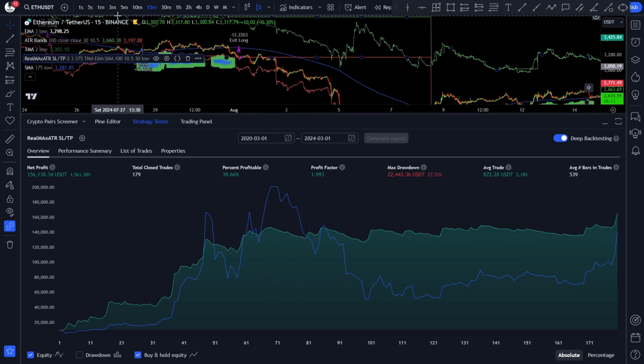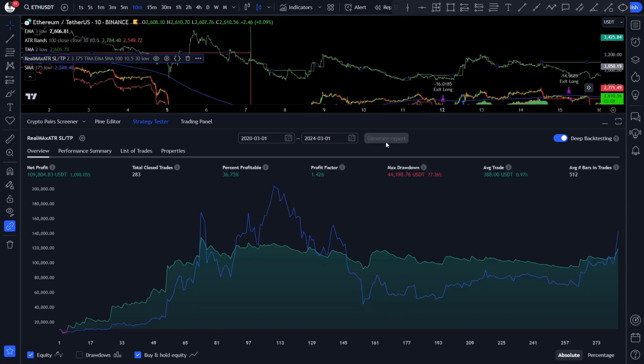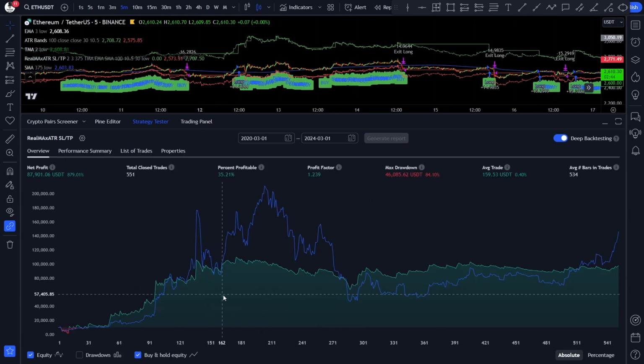Okay, now let's see lower and higher time frames. First, the 10-minute on ETH/USDT. It is profitable, however now the sideways period is rather going down a bit, and the buy and hold equity curve is now outperforming the strategy. Let's see 5 minutes. 5 minute looks just like the 10-minute, with 880% net profit, 550 trades, 1.2 profit factor and a very high 84% maximum drawdown.